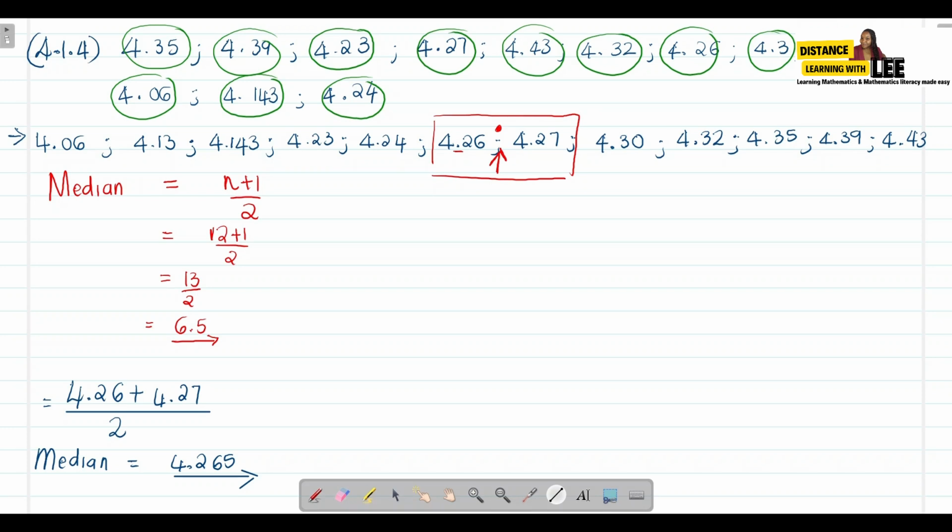So how do we get that? You need to just add the 4.26 plus the 4.27 and you divide it by 2. So that is basically how we calculate the median.